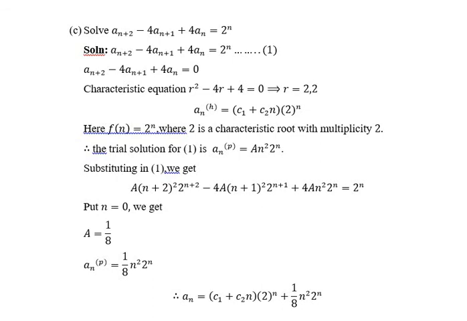Put n = 0 in the above equation. So you will get A as 1 by 8 there. So your a_n^p = 1/8 into n^2 into 2^n. So the general solution is a_n = (c1 + c2 n) 2^n + 1/8 into n^2 2^n.